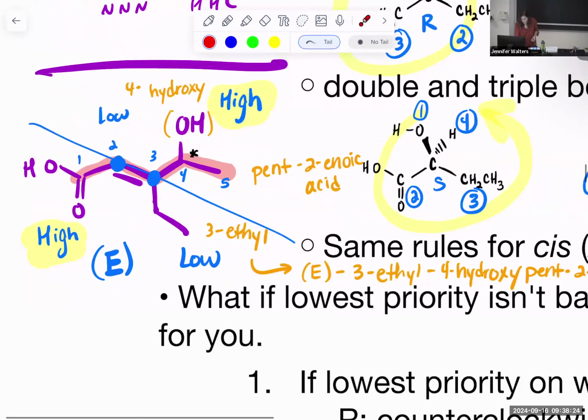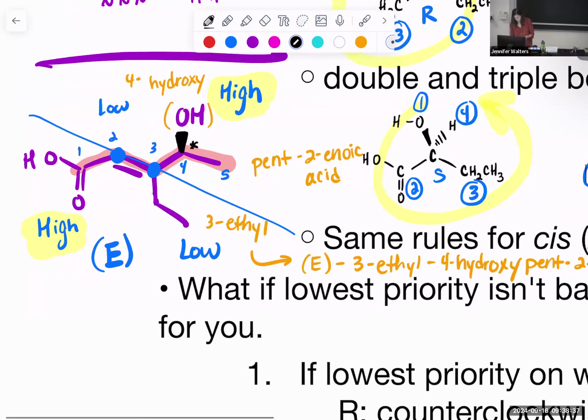What if this, actually let's change this molecule. What if this is a wedge? Now what would we do? Yes, it's S. So it would be 1, 2, 3.